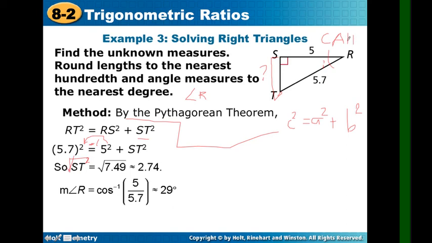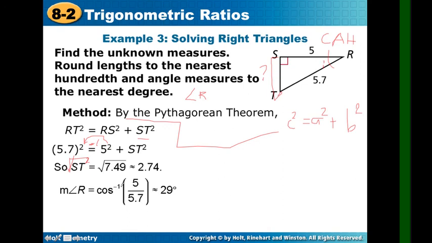Ka as in cosine. Okay? So we have measurement of angle R equals cosine raised to negative 1, quantity 5 over 5.7. Ayun. Saan ko nakuha si 5? That's the adjacent. 5.7, that's the hypotenuse.